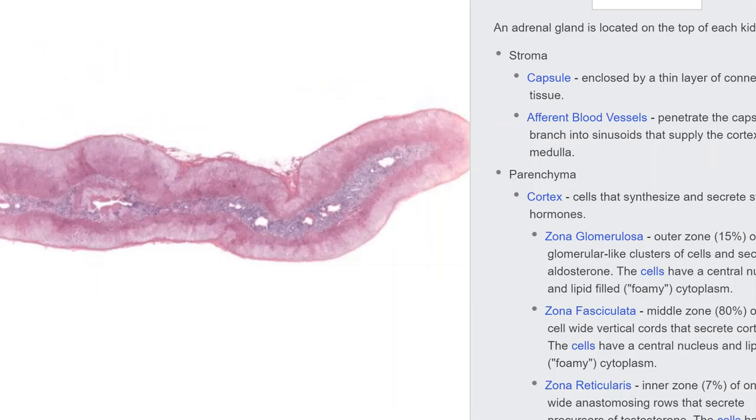So here's our adrenal gland on Histology Guide, or a piece of it. And so you can kind of see that there is a middle area in here. And then there is kind of this outer layer on both sides of the outside, and this is the cortex.